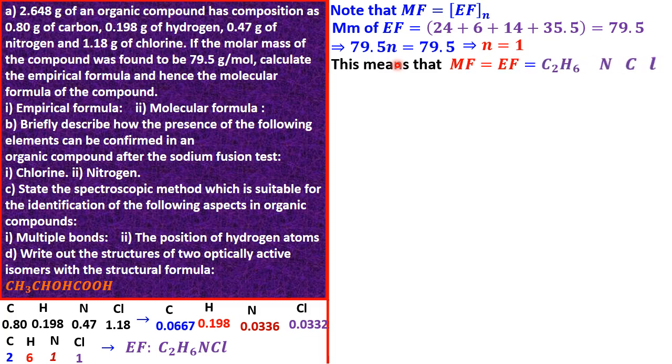It therefore means that our molecular formula has to be equal to the empirical formula, which is C2H6NCl. So this is the molecular formula, which is equal to the empirical formula in this particular case. Okay.